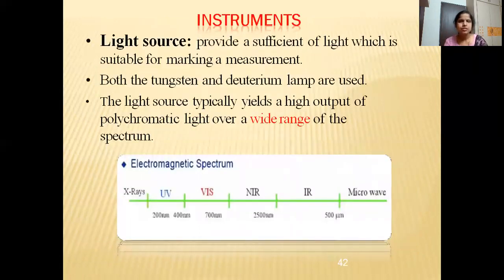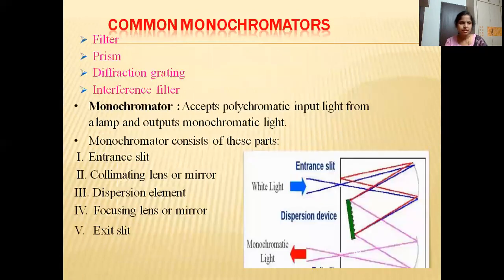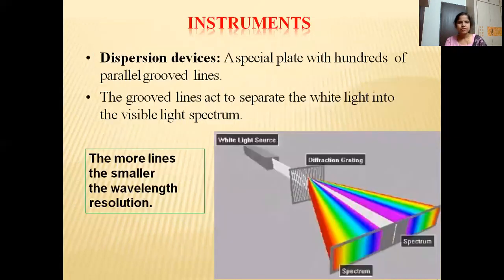So the instruments we use in spectrophotometry are almost similar, the same again. Light source: tungsten and deuterium lamps are used. The same thing is repeated here. So we are moving fast here. Monochromator, same thing: filter, prism, diffraction gratings, interference filters can be used as dispersion devices.